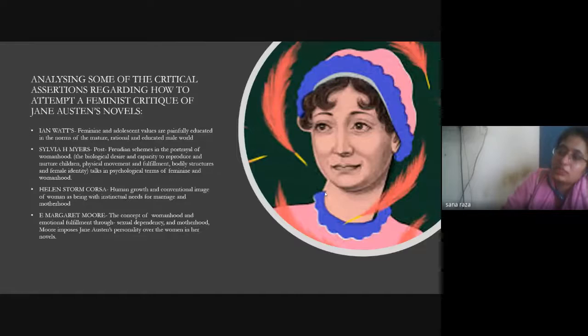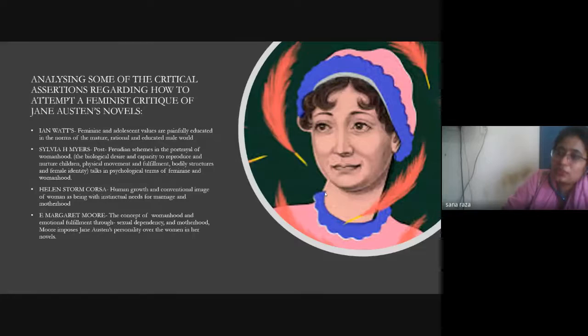There's Helen Storm Corsa. She says that human growth and the conventional image of women as beings with instinctual needs for marriage and motherhood. Again, why marriage was important and why Jane Austen took marriage is related to motherhood and maternity. And Margaret Moore says that the concept of womanhood and emotional fulfillment through sexual dependency and motherhood, she imposes Jane Austen's personality over the women in her novels.